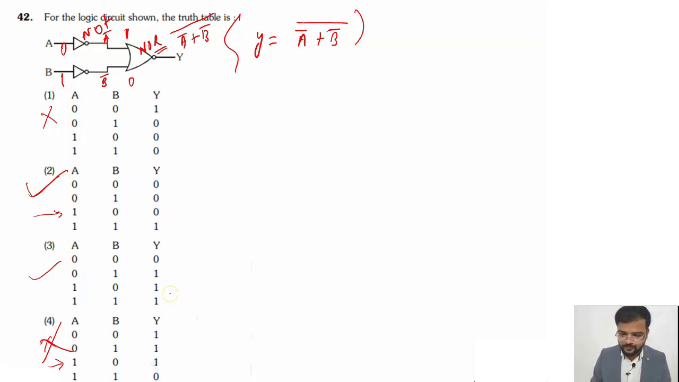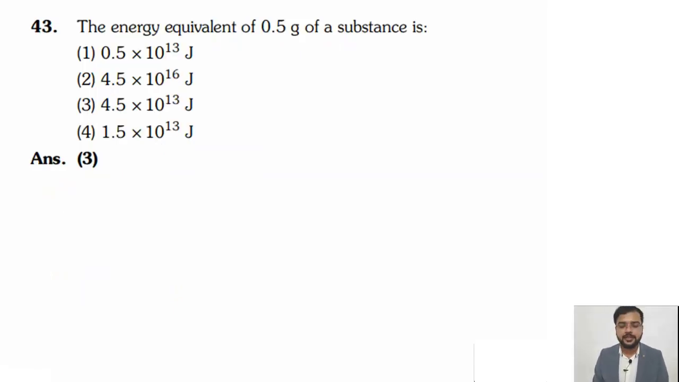Okay, so let's come to question number 43. Question number 43 is what? The energy equivalent of 0.5 gram of a substance is here. The mass is given, so here we have to use the Einstein equation. The Einstein equation is what? E equals mc squared. Correct. Mass is what? 0.5 gram.